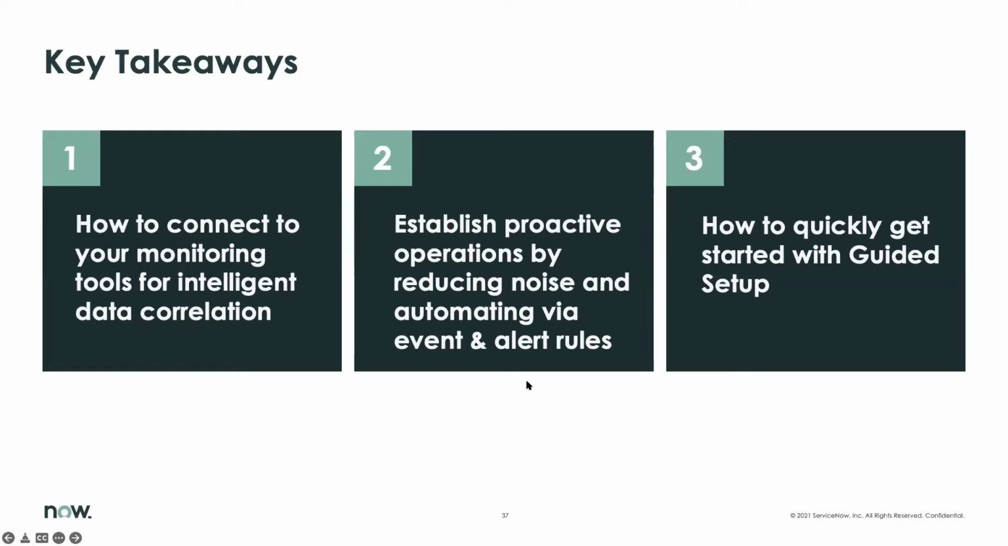Make sure you have those proactive operations. Reduce the noise and set up those event rules so you have only meaningful and actionable alerts hitting your operator workspace, reducing that meaningless time sorting through data that's not necessarily helping to get to the root cause and remediate. Automate with those alert rules, really taking advantage of those automated workflows that we looked at. And then of course, if you want to leverage that guided setup to get started, that will really speed up the process of going through the configuration.